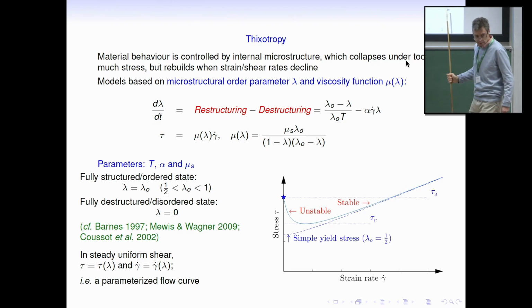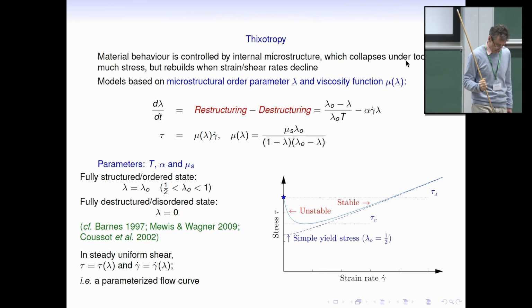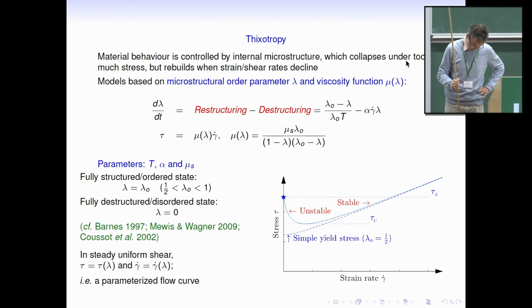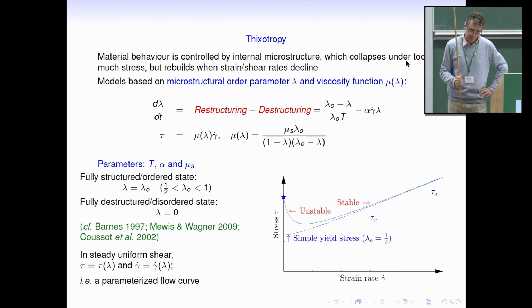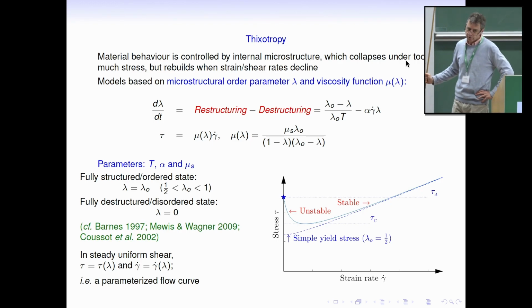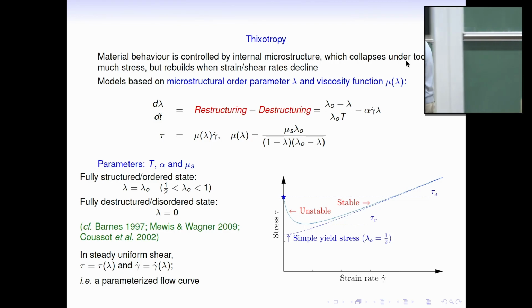Meaning, after all, if you have a suspension of rods or something, and you shear it, then on average you produce some amount of alignment along the extensional axis. What that means is you'd want a term in which gamma dot alone appears without a structured parameter.